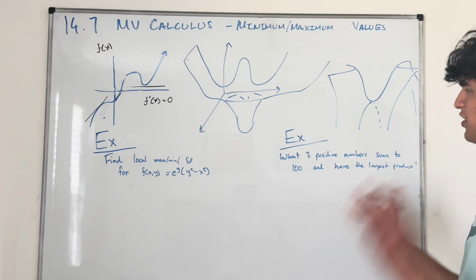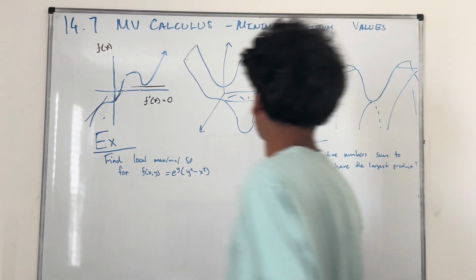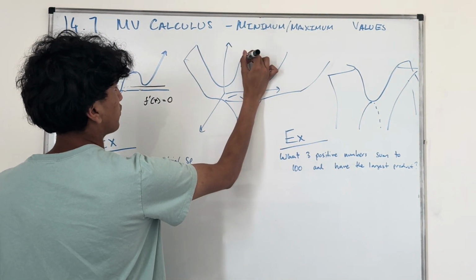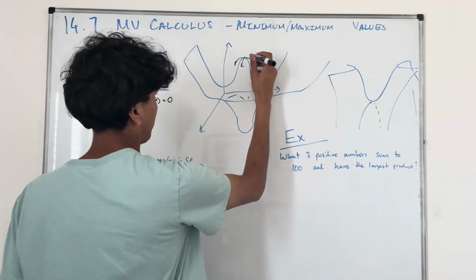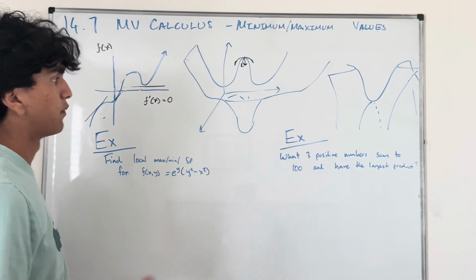So in the 3D world, local maxes and mins are defined much the same way. At this point right here, no matter which path you take, whether you go this way, that's the thing about the 3D world, you can take infinite paths. We talked about that in limits. But no matter which way you go, you're only going to be decreasing. So it's a local max.